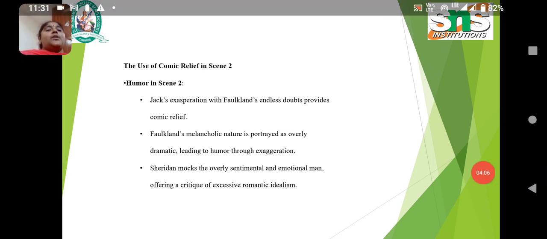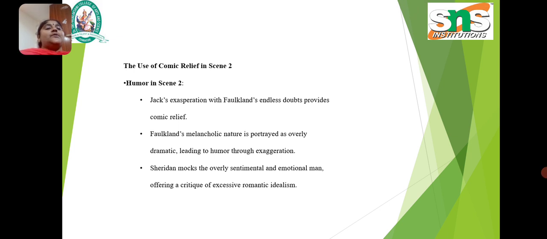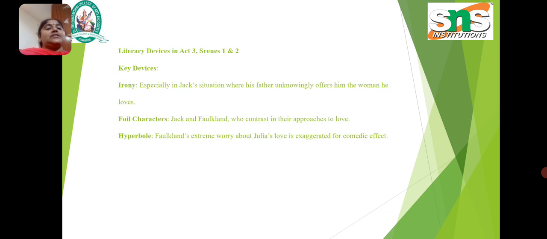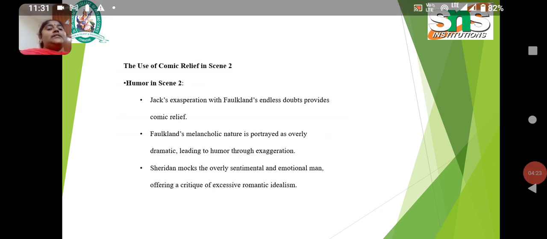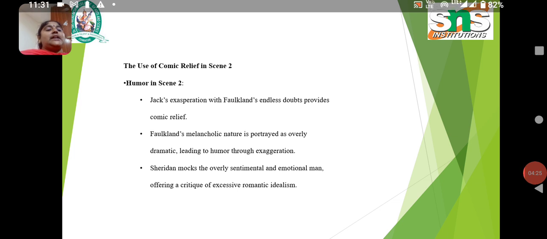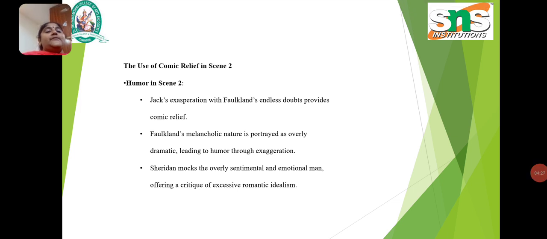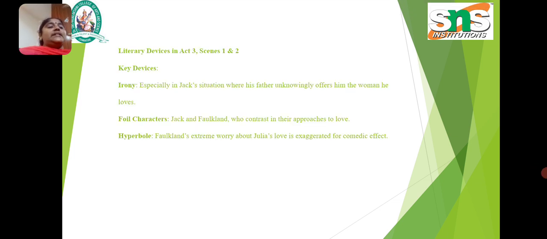The use of comic relief in the scene, too. Jack's exasperation with Falkland's endless doubts provides comic relief. Falkland's melancholic nature is portrayed as overly dramatic, leading to humor through exaggeration. Sheridan mocks the overly sentimental and emotional man, offering a critique of excessive romantic idealism.